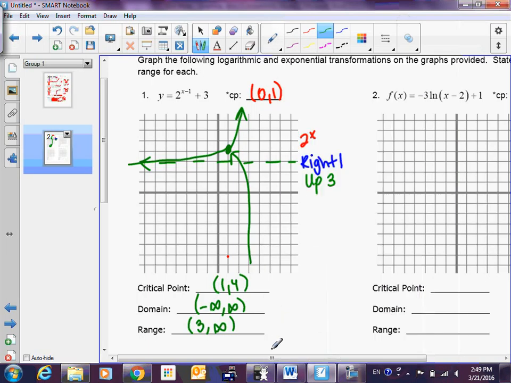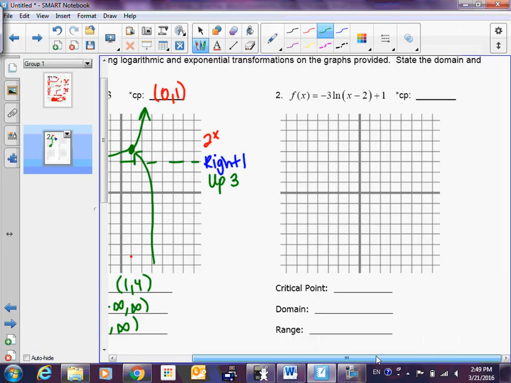All right, so let's do a log one. Now the fact that this is ln should not throw you off. It could have said log. We're going to do the problem the same way.